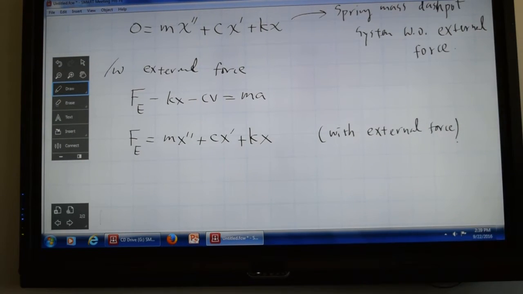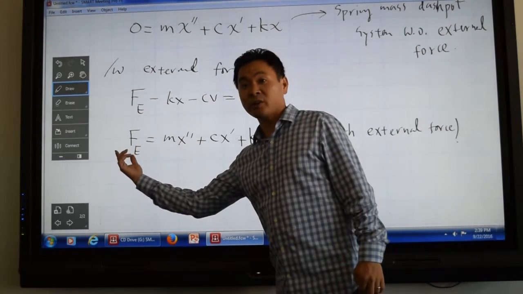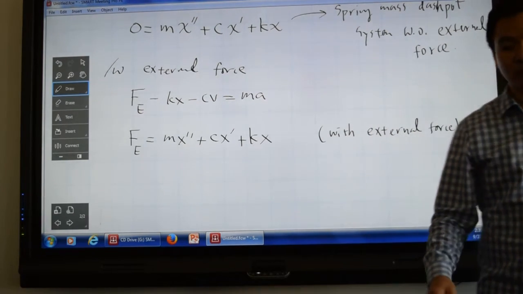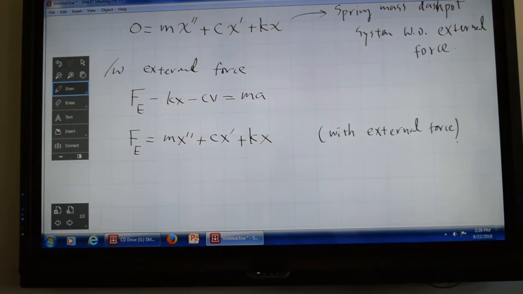And oftentimes, this external force will be a periodic function. And the reason for that is, think about a washing machine. There's something rotating inside, so it vibrates naturally, right? But you want to reduce its vibration by putting some kind of rubber pad under it. And you want to think about what kind of effect this rubber pad has on this washing machine.